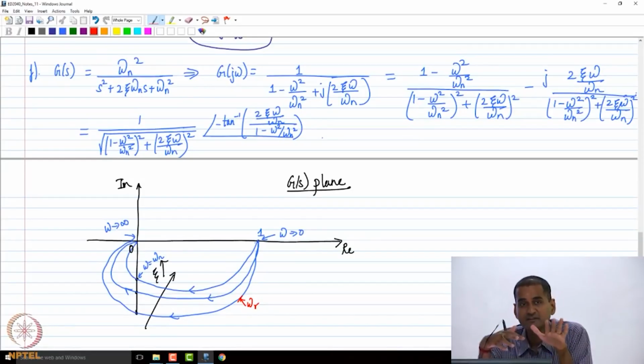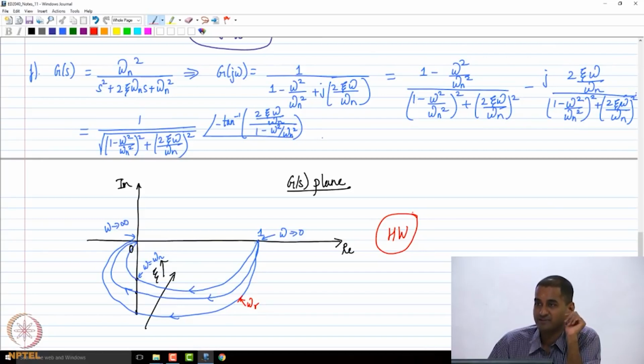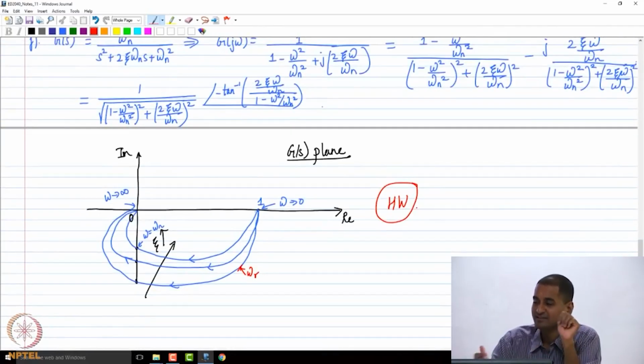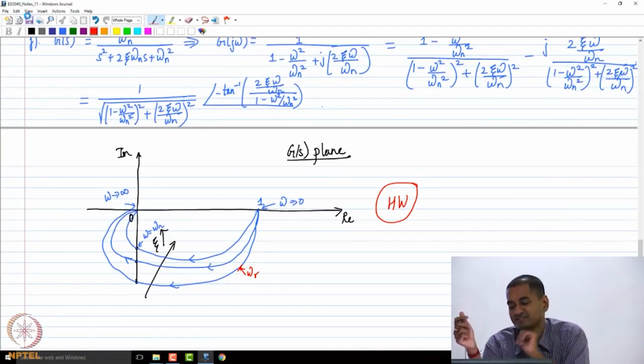Of course, please remember the resonant frequency holds only when the damping ratio is between 0 and 1 by root 2. Generating this plot, I leave it to you as homework. I have told you the answer and I have also told you the process. I have given you the real part, imaginary part, phase, magnitude and all. You just need to construct the table and draw this. It just takes this shape.